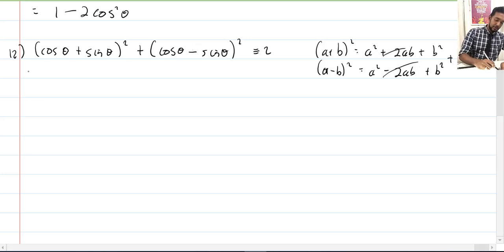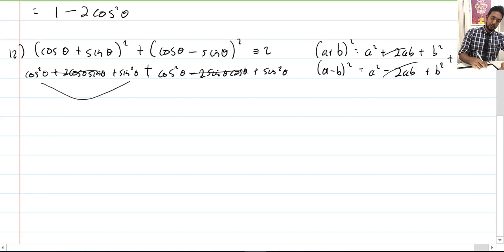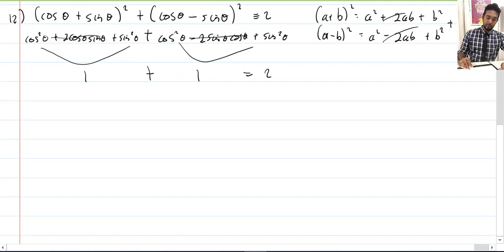Well, let's see what happens here. So we're going to get cos squared theta plus 2 cos theta sine theta plus sine squared theta, plus cos squared theta minus 2 sine theta cos theta plus sine squared theta. So 2 cos sine minus 2 cos sine will cancel off. Cos squared plus sine squared is 1. Cos squared plus sine squared is 1. And 1 plus 1 is 2. Alright, so something that was looking all fierce and long boiled down real simple, real quick.